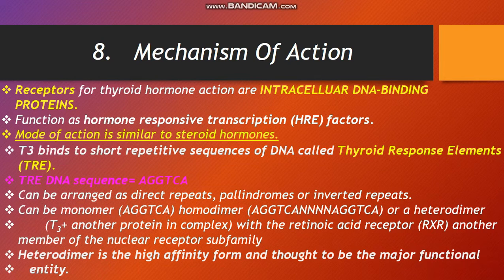TRE DNA sequence is AGGTCA, and these can be arranged as direct repeats, palindromes or inverted repeats. They can be a monomer AGGTCA, a homodimer AGGTCAAN, or a heterodimer of T3 plus another protein complex with the retinoic acid receptor and other members of the nuclear receptor subfamily. These are the nuclear receptors present in the nucleus by which the action of T3 and T4 is made possible. Heterodimer is the high affinity form and thought to be the major functional entity.